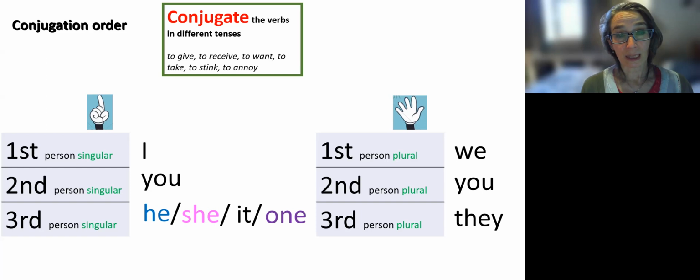So let's conjugate another one. To want to. I want to, you want to, he wants to, we want to, you want to, they want to. And I can conjugate any of these verbs in any tense. So let's conjugate the verb to annoy in the future tense. I will annoy, you will annoy, he will annoy, we will annoy, you will annoy, they will annoy. So the first thing you need to do is to learn this order. So stop the video and memorize this order now.